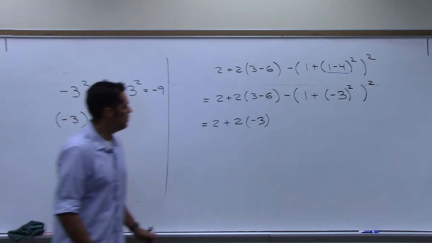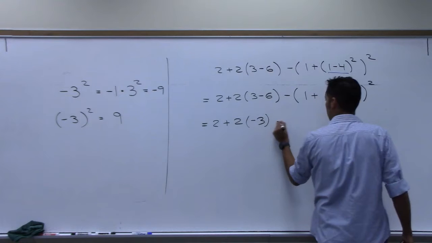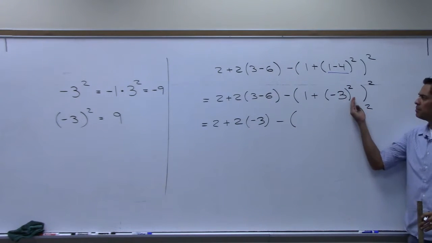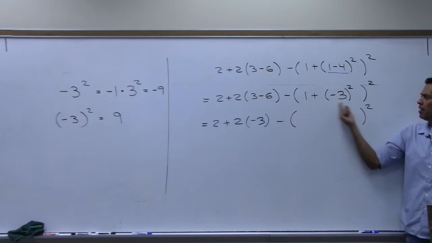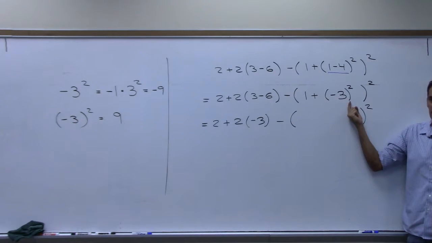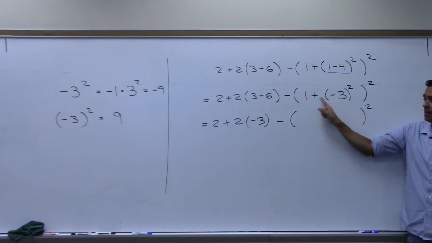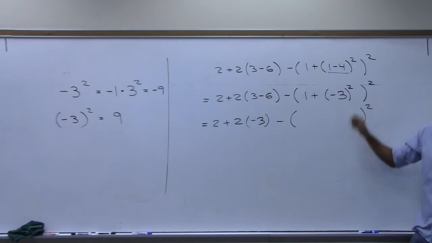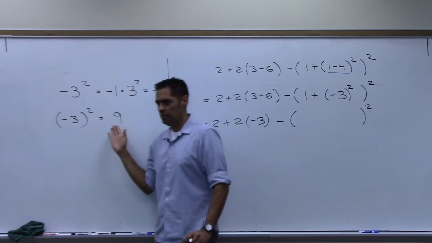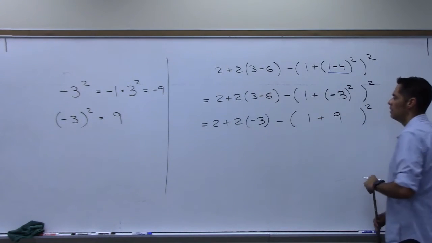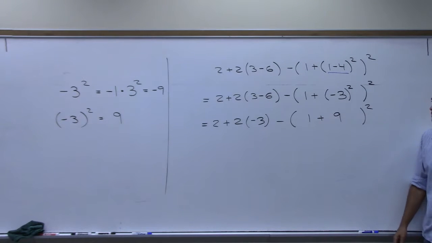All right, I'm going to put my minus sign here. I'm going to go ahead right now, and I'm going to work on the inside of this parenthesis also. So I'm working in here, and I see exponents, right? So I need to do this before I do any addition. So what is -3 squared? +9. So this becomes 1 plus 9, and then all of that will be squared in a minute. Next line.